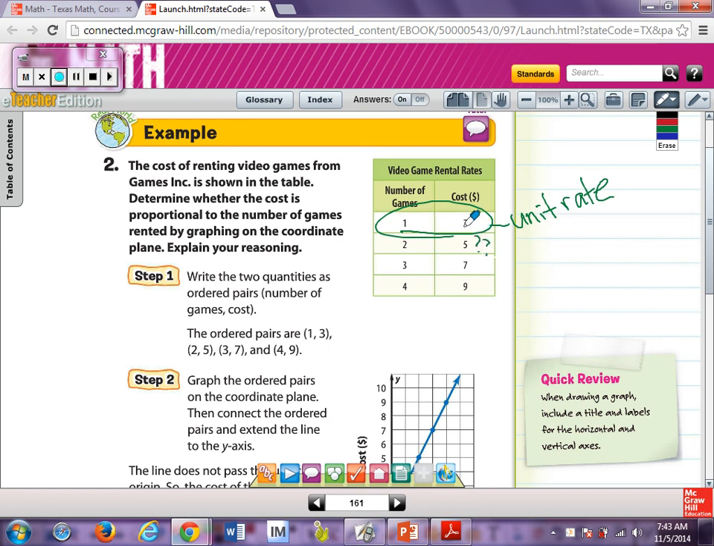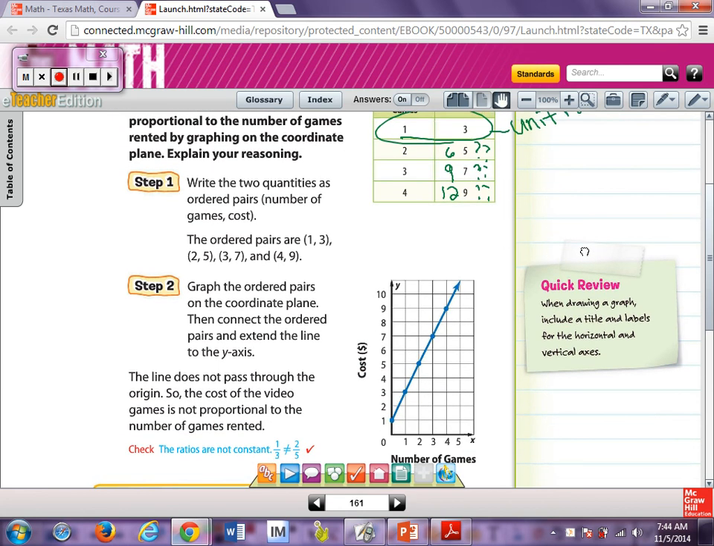Well, let's keep going. $3 for 3 games should equal $9. And I don't see that here either. We should have a 6, we should have a 9. 4 times 3 would be $12. And I still don't see that here. So I'm already questioning whether or not this is proportional. Let's go ahead and make a graph just to make sure.